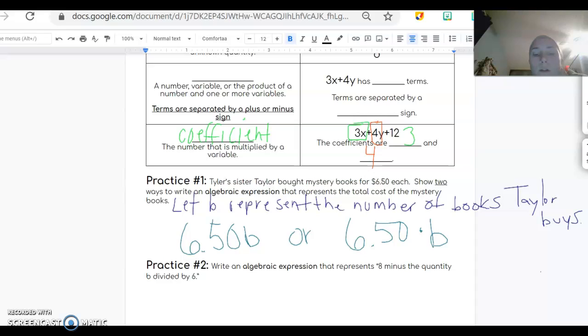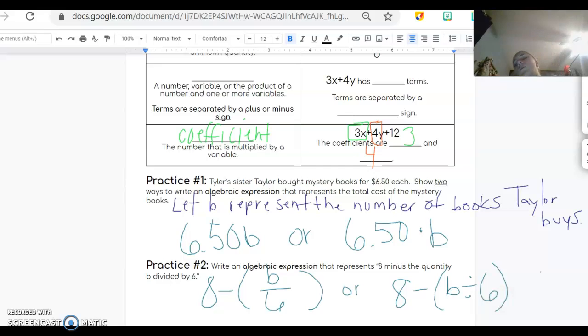Practice number 2, we are going to write an algebraic expression to represent 8 minus the quantity of B divided by 6. Okay, so 8 minus the quantity, so we have parentheses, of B divided by 6. Remember that fractions mean division. Or we could do 8 minus the quantity b divided by 6, whichever one you're more comfortable with. If you want to do a fraction, if you want to do the division symbol, either is totally fine.